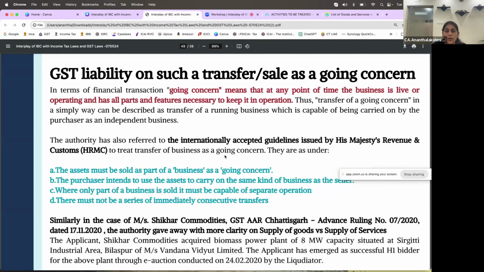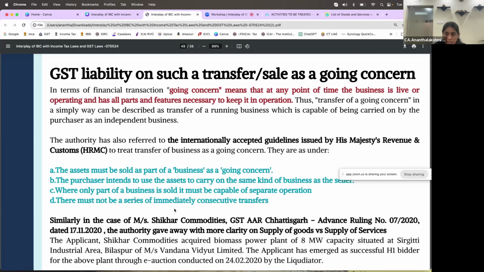So, to say it is a going concern, these are the conditions which we have to see. The asset must be sold as a business, as a going concern. The purchaser intends to use it. That means I have to give the asset and I have to give the liability also, so that in such a case that particular buyer runs this business as a separate undertaking, a separate business, and without any other requirement he can run the business.